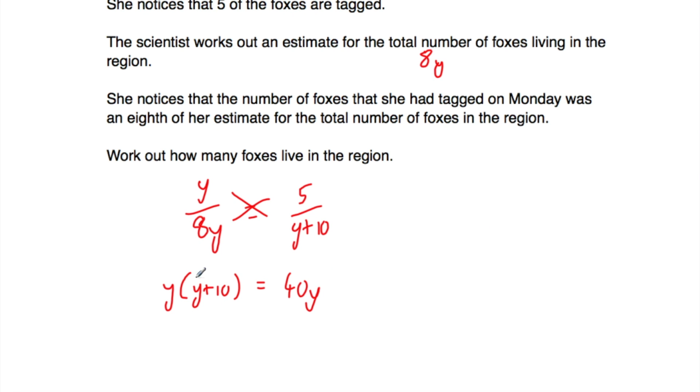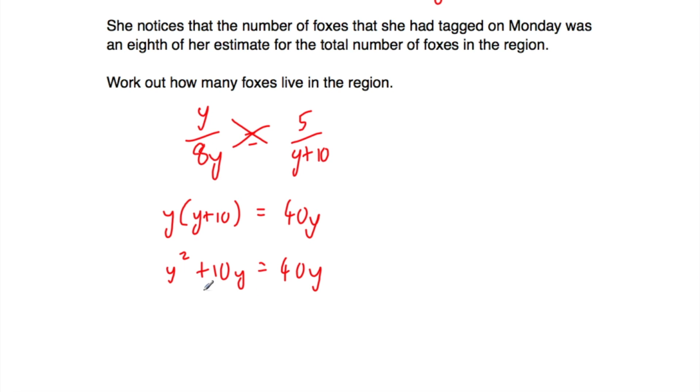Now let's expand our bracket. Y times Y is Y squared, Y times 10 is plus 10Y, and that's equal to 40Y. So we've got Y squared plus 10Y equals 40Y. Let's bring all the Y's to one side, so we take away 40Y from both sides. That would give us Y squared, and then we had 10Y and we've taken 40Y away from it, so it'll be minus 30Y is equal to 0. Now we've got a quadratic equals 0, we can factorize and solve it. Let's write out again, Y squared minus 30Y equals 0.